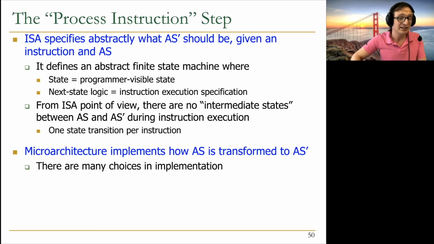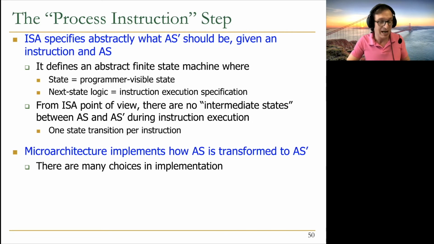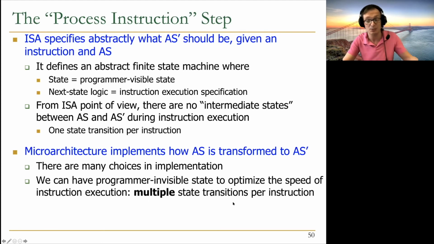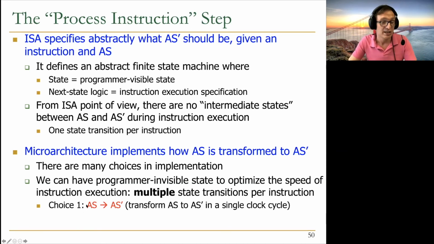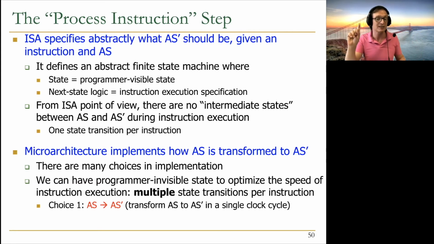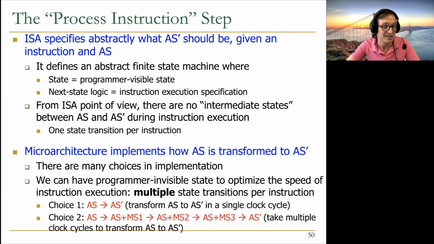But in microarchitecture, whenever you're transforming architectural state to architectural state prime using one instruction specification, there are many choices in implementation. You can have programmer-invisible state to optimize the speed of instruction execution. You can have multiple state transitions per instruction. For example, one choice is you take architectural state, transform it to architectural state prime in a single clock cycle. That's what a single cycle machine means, and that's what we're going to examine. This is simple, but we're going to see that it's really not simple in the end. It's actually a bad model, but we will see that. We'll build up to that. But this is conceptually very simple, right? It's exactly what your ISA specifies, and you do everything your ISA specifies for a given instruction in one clock cycle.